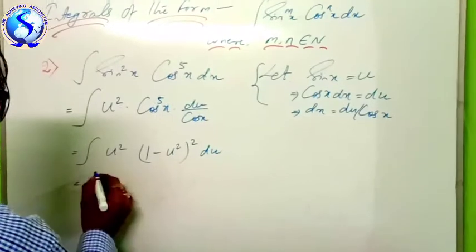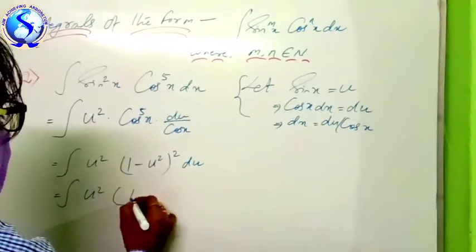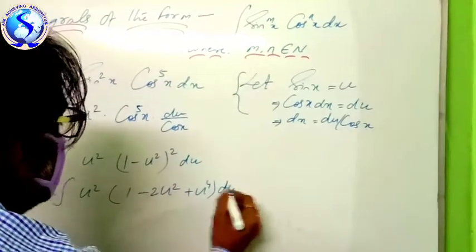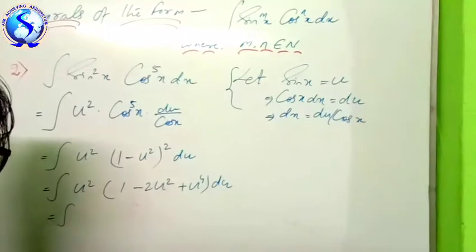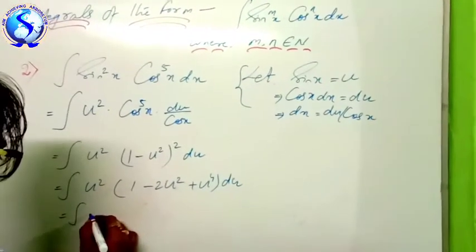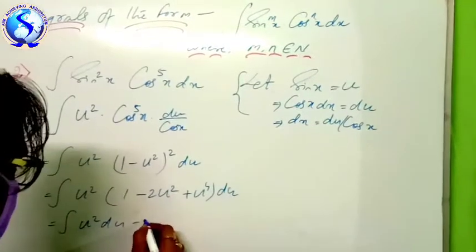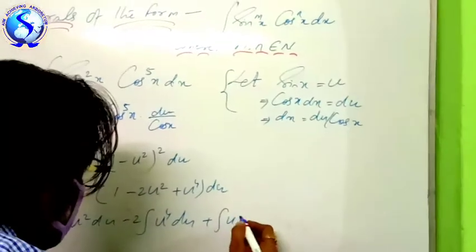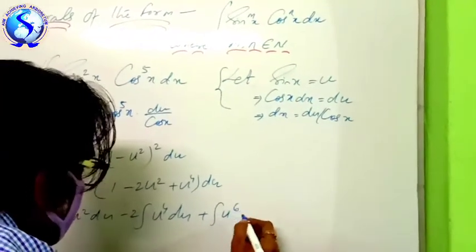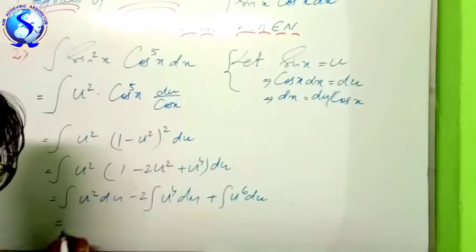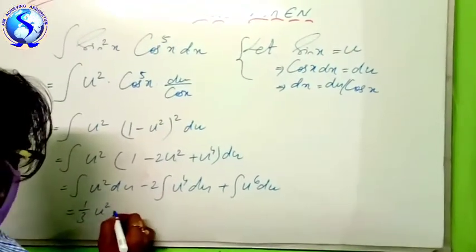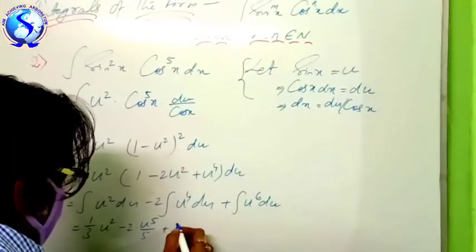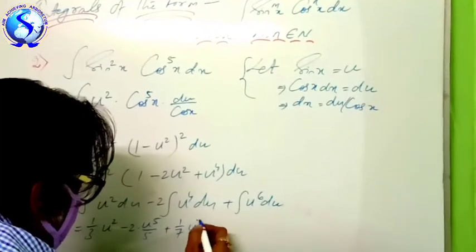Okay. Now this will be how much? Integration, just break the whole square: 1 minus 2 u square plus u to the power 4 du. Just open the bracket. This will be u to the power 2 du minus 2 outside u to the power 4 du plus u to the power 6 du. So what is the answer here? 1 by 3 u cube minus 2 into u to the power 5 by 5 plus 1 by 7 u to the power 7 plus c.